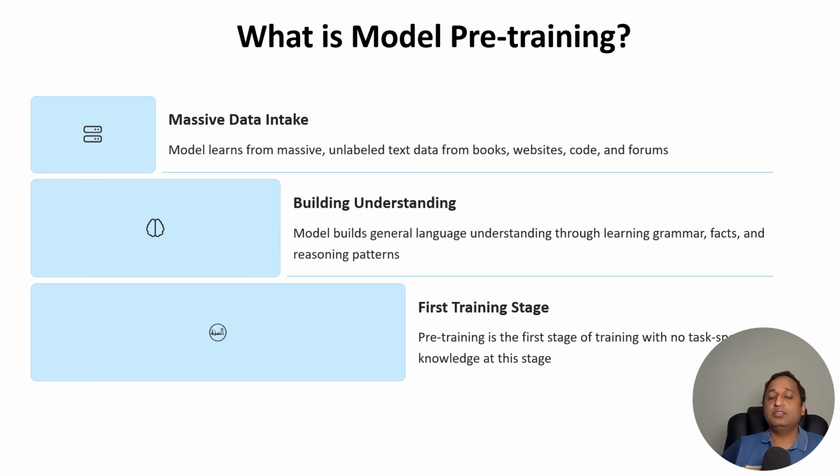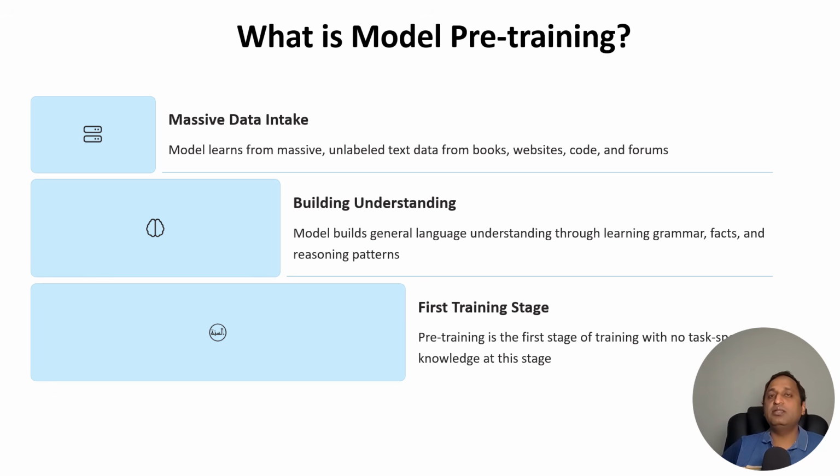In this stage, the model is fed a huge amount of unlabeled text data, meaning we don't tell it what the data means or how to interpret it; it learns on its own. The data can come from a wide range of sources like books, Wikipedia, websites, open source code, Reddit, conversations and more. Basically anything publicly available within the language.